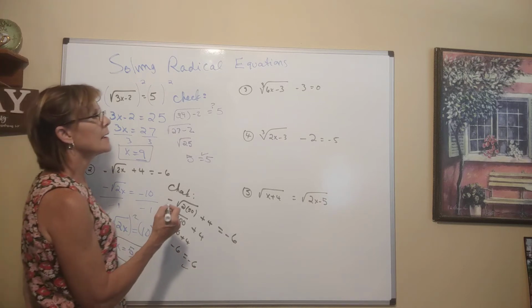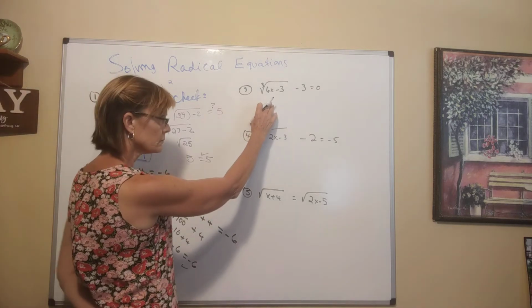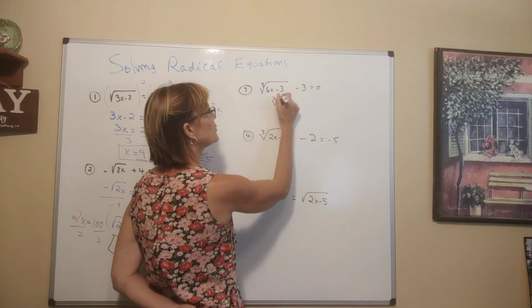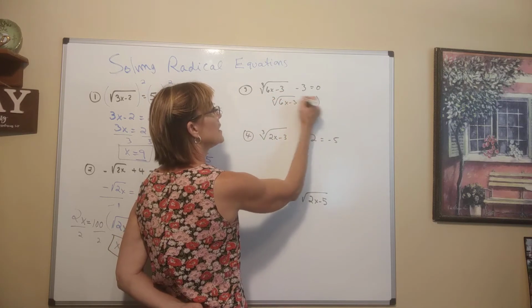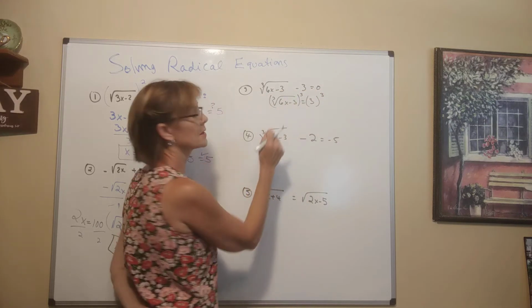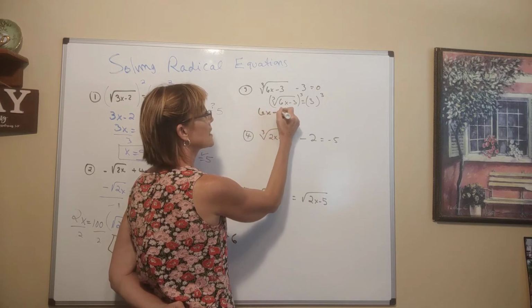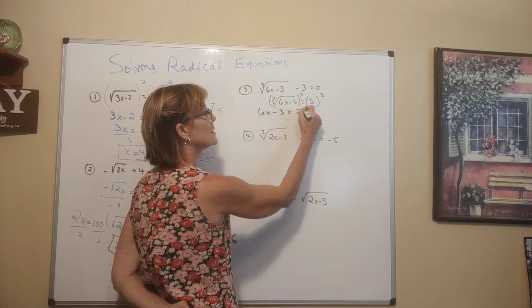All right. Let us do this one. Isolate the exponential expression. Add 3 to both sides. The cube root of 6x minus 3 is 3. Raise both sides to the power of the index. So this time I cube both sides. The cube root of something cubed is just the something. 6x minus 3 is 3 to the third power, which is 27.